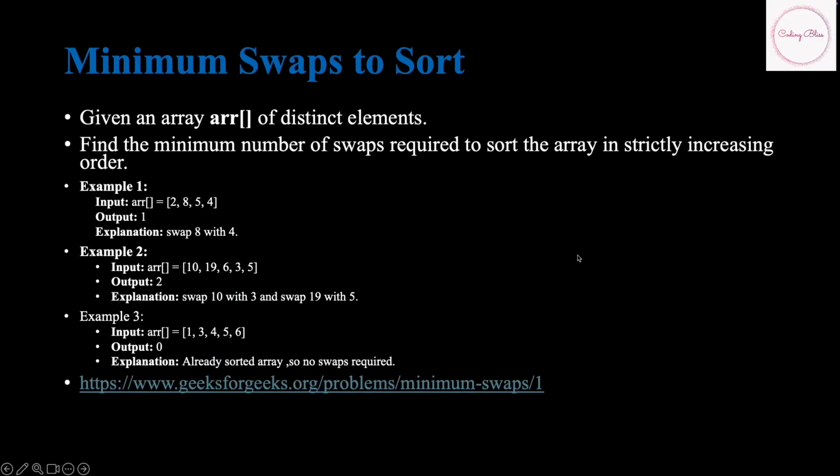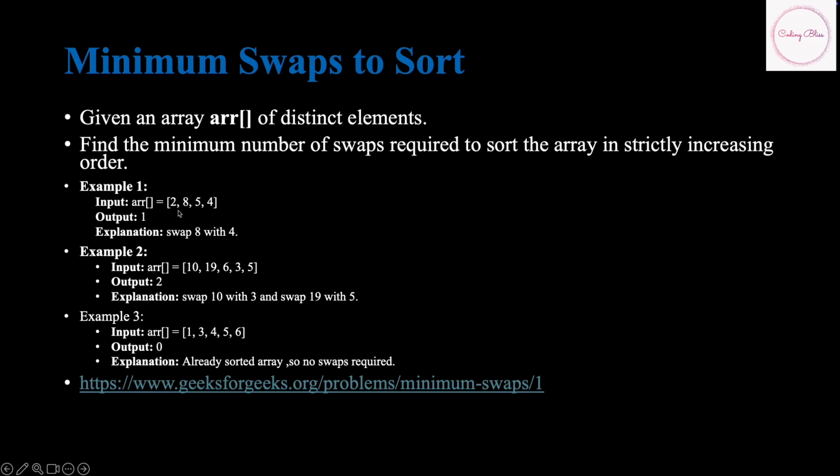Hey, hi everyone. Today let's look at the problem minimum swaps to sort. Given an array of distinct elements, we have to find the minimum number of swaps required to sort the array in strictly increasing order. So we have to find how many minimum swaps are required to make an array sorted in the ascending order.